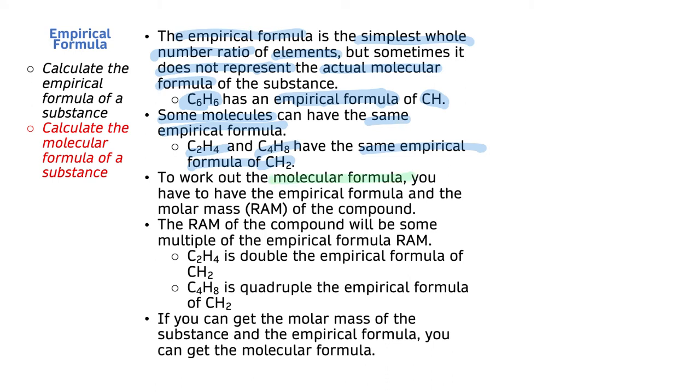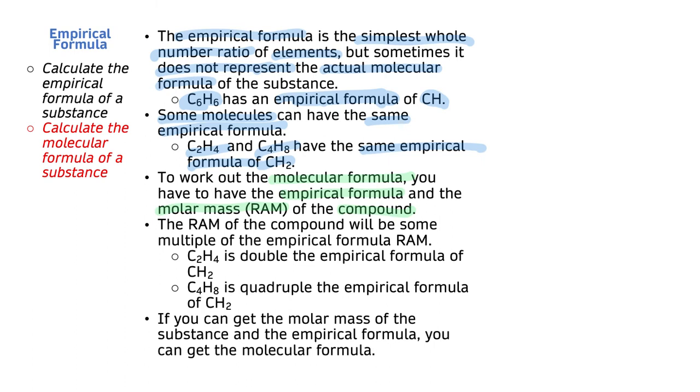To work out the molecular formula, you have to have the empirical formula, so you've got to solve for that empirical formula first, and you need the molar mass of the compound. Okay, so that molar mass can be gathered. The molar mass of that substance, or RAM, is sometimes given to you just as a number, but sometimes it's given to you as mass and moles. And so if you remember, what the big M is going to be equal to is mass divided by the number of moles. So you need those two things.